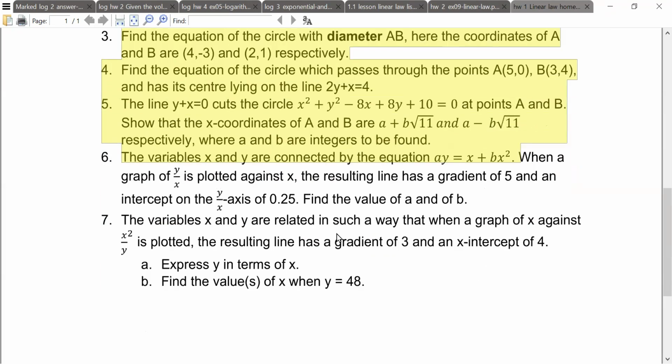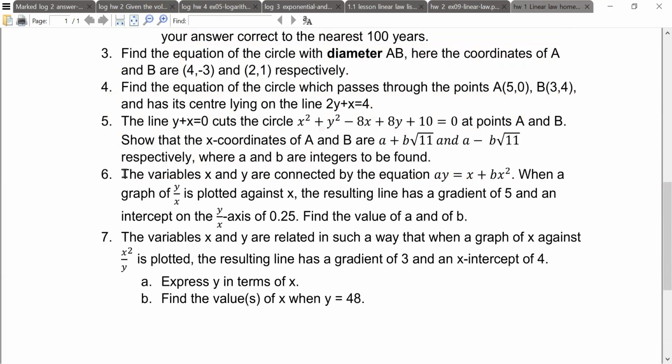Then for 6 and 7, maybe you can try it first. Try to understand what they're trying to say. When they say a graph of y over x is plotted against x, it means that your vertical y-axis, capital Y, is y over x. Your capital X is little x. But it's from this equation. So what do you need to do? You need to think about it. How do you get y over x from y? Divide by x, and so on.